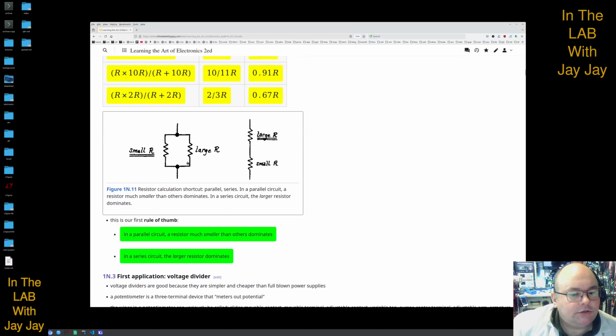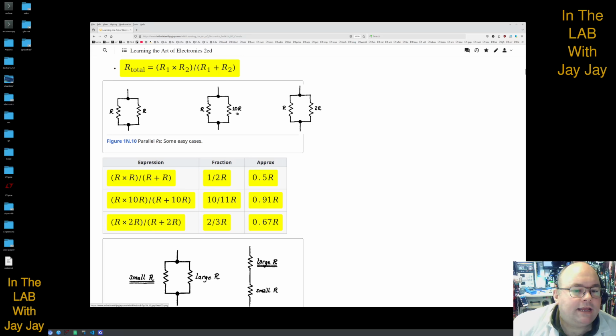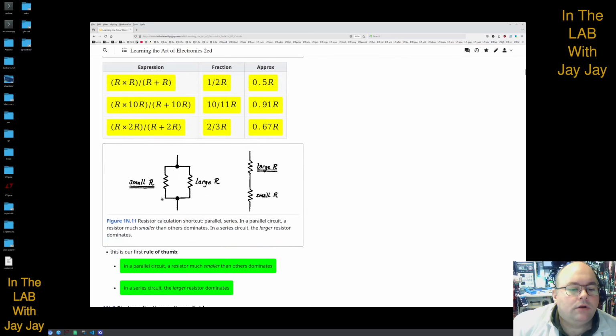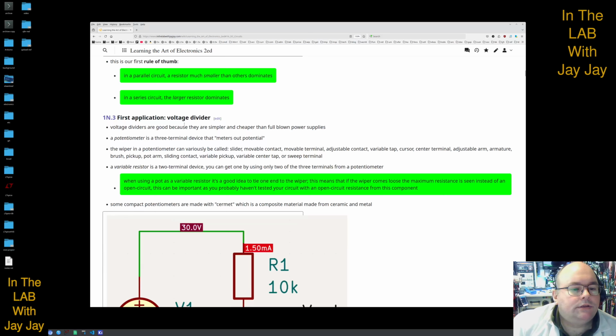This is useful. So when you've got resistances in parallel, the small r dominates, which is what we saw up here with R and 10R. This R dominates. It makes it like 0.91 R. So in parallel, the small r dominates, and in series, the large R dominates. And that's what this says here. In a parallel circuit, a resistor much smaller than the others dominates, and in a series circuit, the larger resistor dominates.